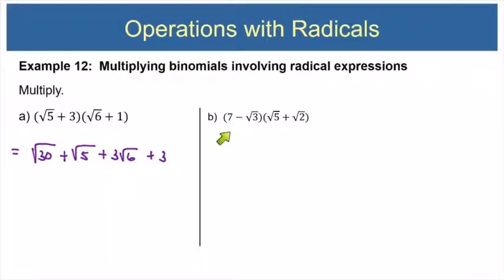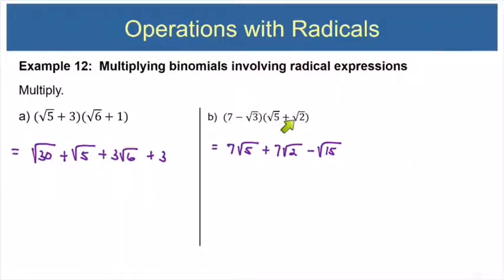answer. On part B, we have 7 minus square root of 3 times square root of 5 plus square root of 2. So same thing, this is 2 terms times 2 terms, so we'll need the FOIL method. First times first will be 7 times square root of 5, so we'll just write it exactly that way. Outer times outer will be 7 times the square root of 2, so it's going to be plus 7 square root of 2. Inner times inner will be negative square root of 3 times square root of 5, so that's going to be minus square root of 15.